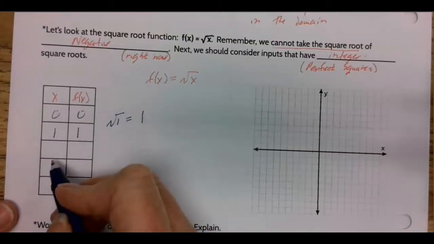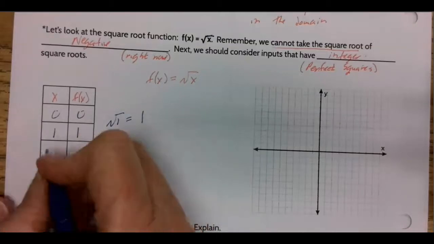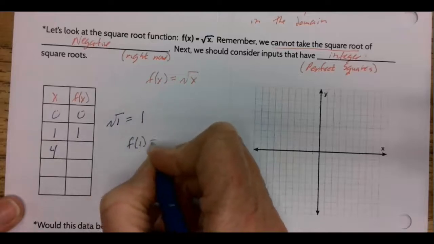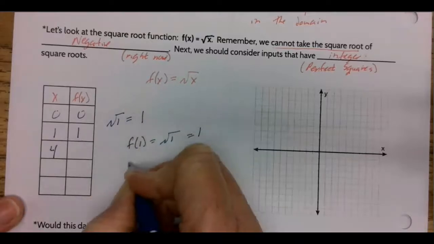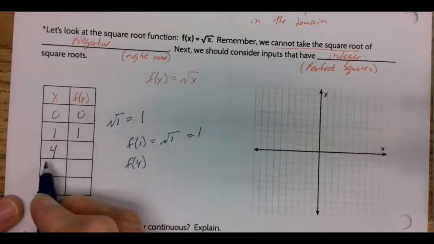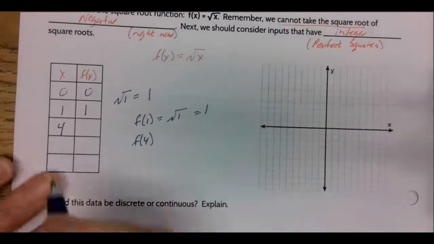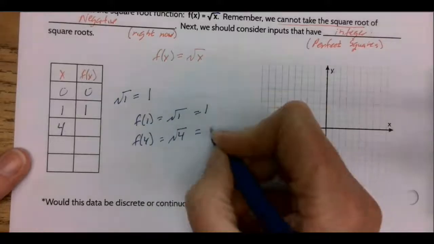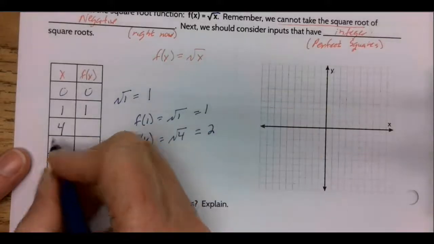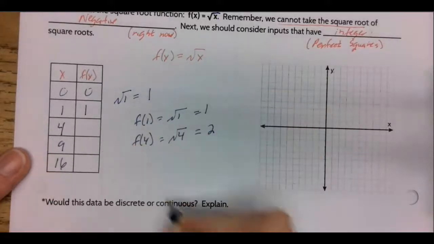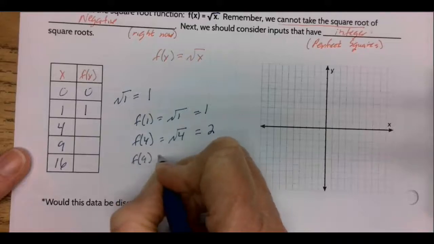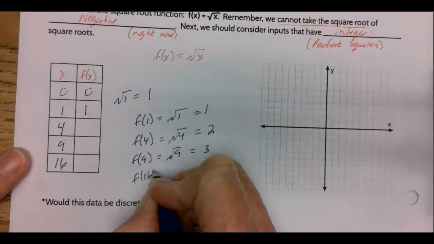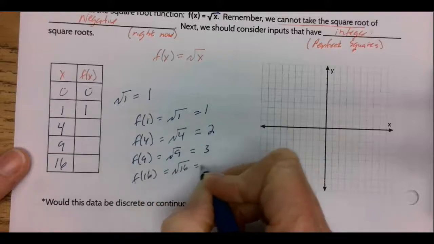What's my next perfect square? Well, just think 1 squared, 2 squared. That would be 4. So what I'm doing is I'm finding f of 1 is equal to the square root of 1, which is 1. f of 4, but I'm picking my x values very carefully. I'm picking perfect squares, so then I can take the square root of them. I don't have to worry about decimals. Okay, 2 squared, 3 squared, 4 squared, right? So f of 9 is equal to the square root of 9, which is 3. f of 16, square root of 16, which is 4.